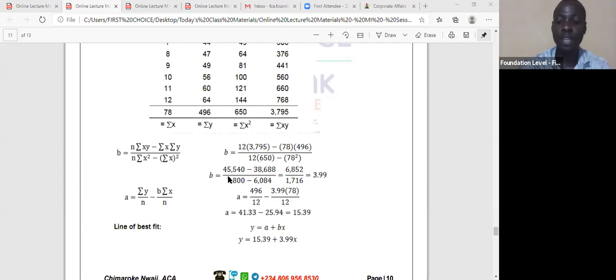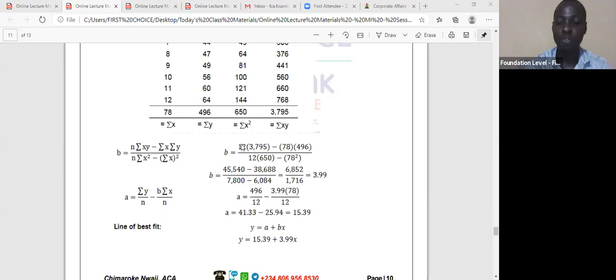That's fine. Then you now say 78 square. The same thing as 78 times 78. If I'm changing this to scientific, it's the same thing here. If I'm coming here to do 78 square, it's the same thing I've gotten. So all you now do is go to the numerator again, 45,540 minus 38,688. See, I've gotten 6,852. I'll come down here, 7,800 minus 6,084. I have the denominator.